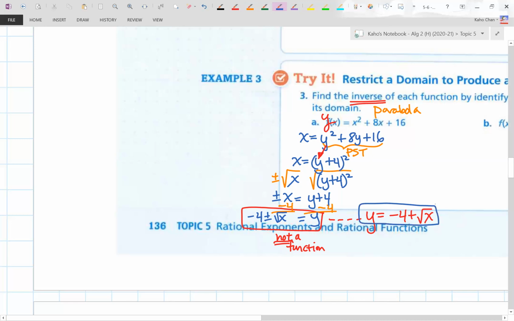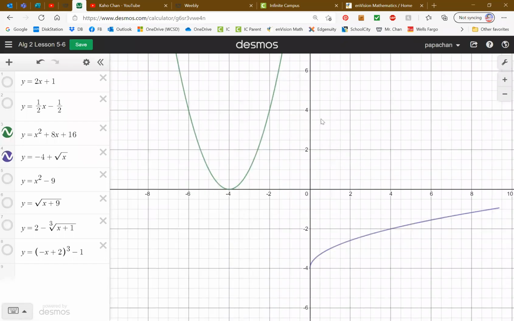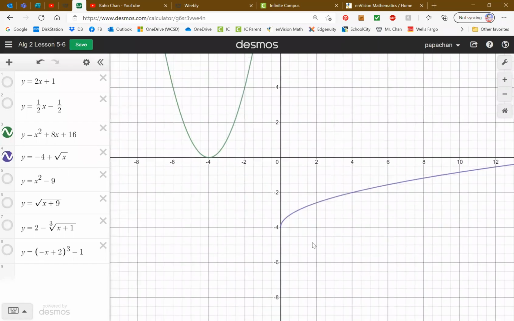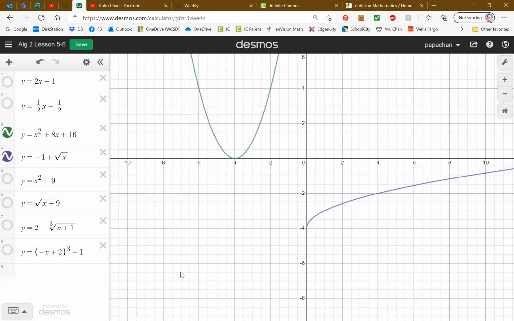Let's go to Desmos and see what I mean by top half. There it is. If I drew the bottom half of the parabola, it will no longer be a function. I only need the top half. It'll become clear as you go on into trigonometry why we only need the top half when it comes to functions. Okay? Trust me for now.